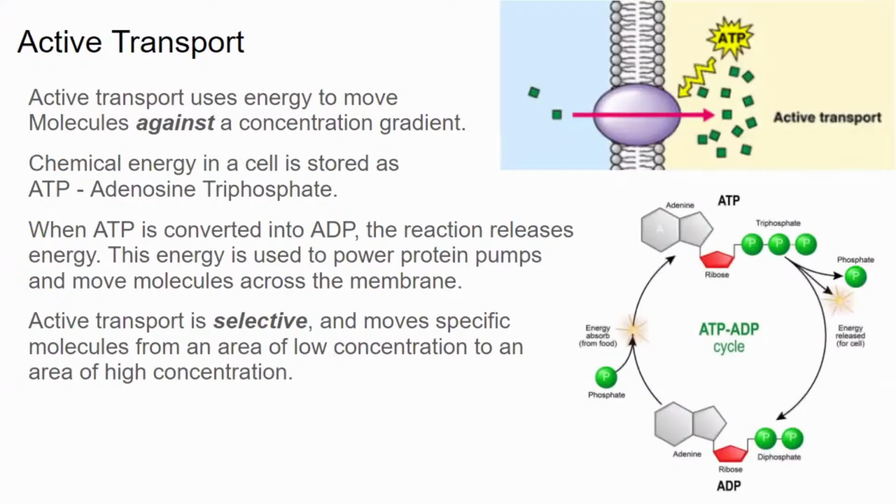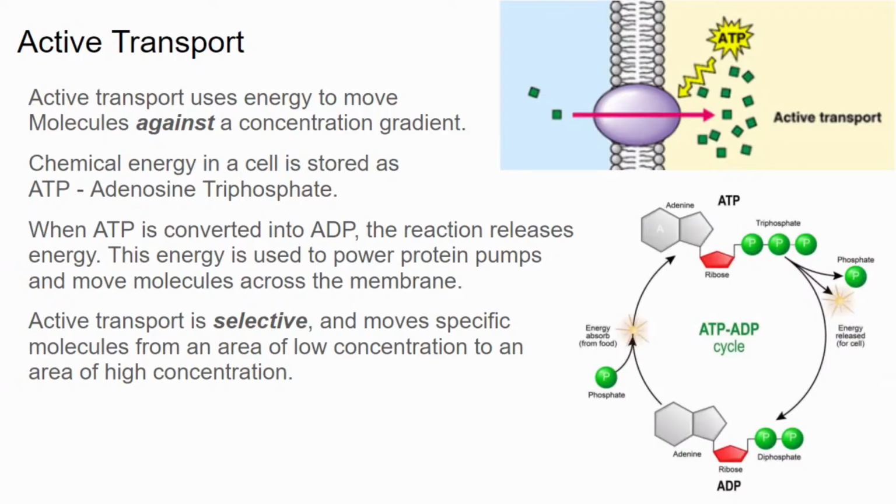Right, so let's have a look at active transport. Moving molecules around across the cell membrane is not always so easy. Active transport uses energy to move molecules against a concentration gradient. So this is moving molecules from an area where there is a low concentration of them, or there's not many of them, to an area where there's already a lot of them. It's kind of like pushing a car uphill. It needs a lot of energy.